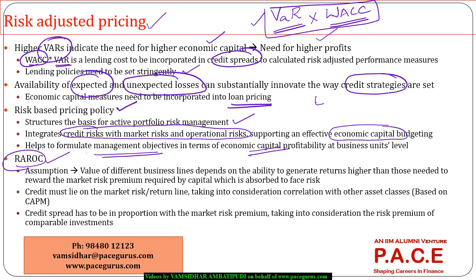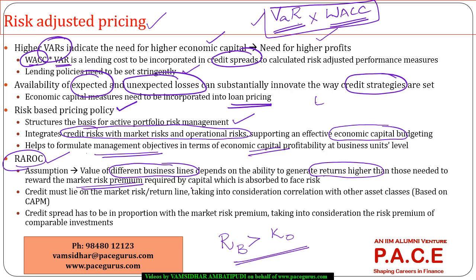It is making an assumption that the value of the different business lines that the bank has is purely dependent on the ability to generate the return. So the return that the business line needs to generate should be higher than the cost of capital incurred for that particular line. So reward, the market risk premium required by the capital corresponding to the amount of risk that it is facing. So the RAROC is purely based on that particular aspect.